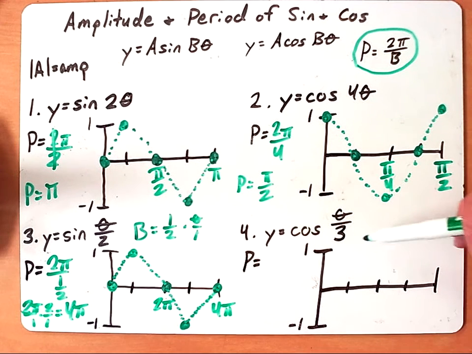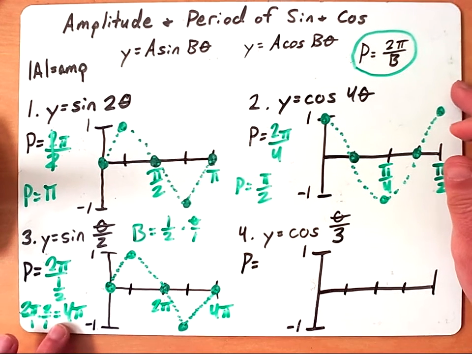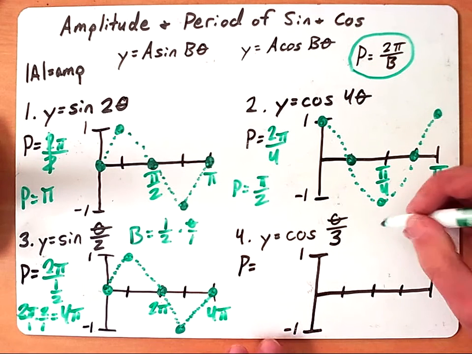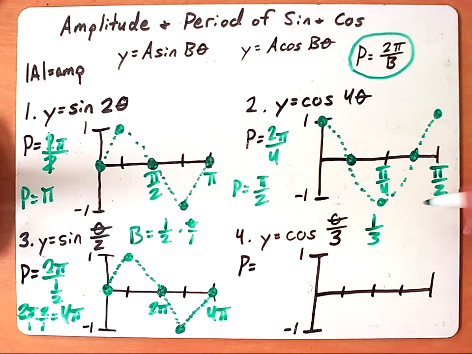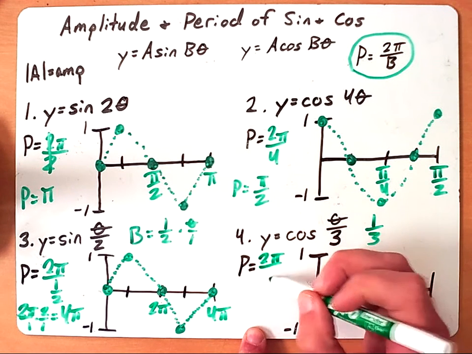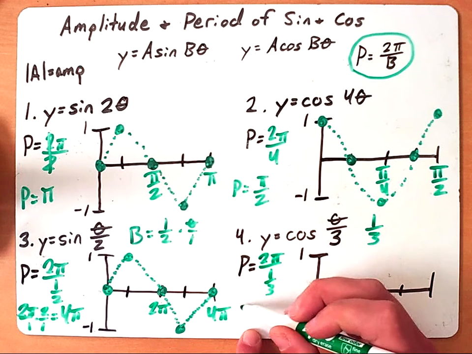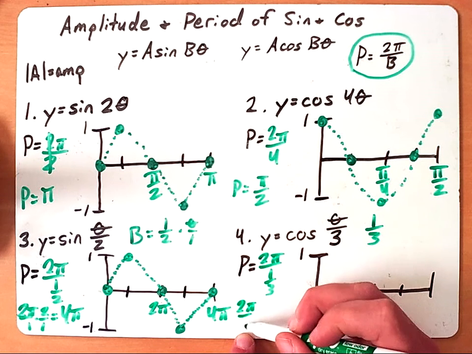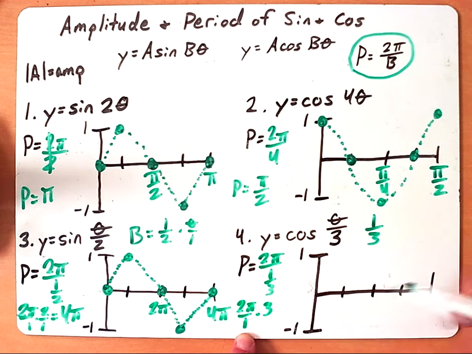We have y equals cosine of theta over 3. So again, we have a fraction as our coefficient. So this is 1/3. We want to make sure we don't put 3 underneath 2 pi. We want to put 1/3. So I'm going to have 2 pi over 1/3. So that's going to give me 2 pi over 1 times 3. So my period here is going to be 6 pi.